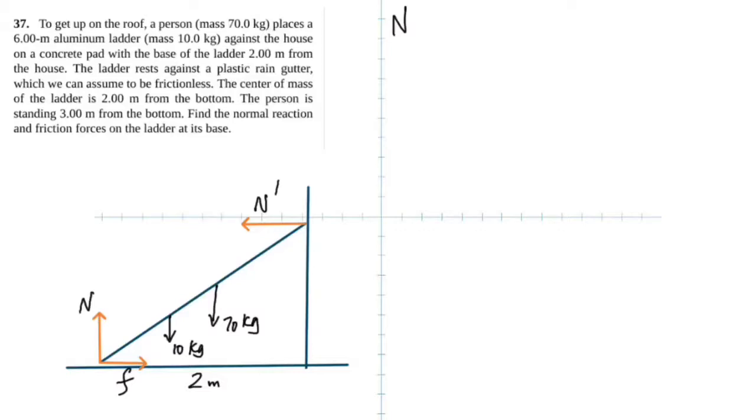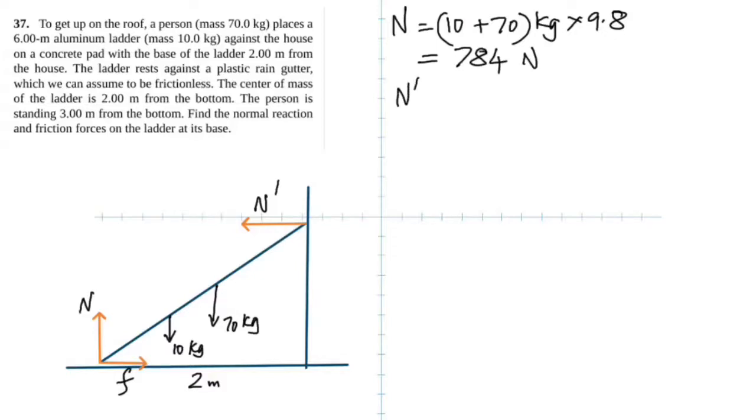From this arrangement, we know that the total upward force must be equal to the total downward force. Total up is N, along the y-axis, and here it's 80. So N must be equal to 80 kilogram weight, which when multiplied by 9.8 gives 784 newtons. So that is done. Now when you look at the forces along the x-axis, there are only two forces. One is N prime and the other is friction. So they have to be equal to each other.